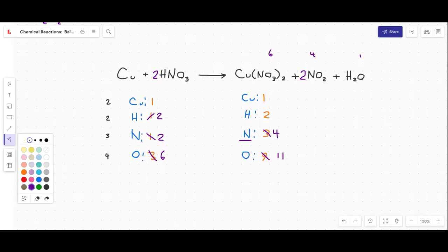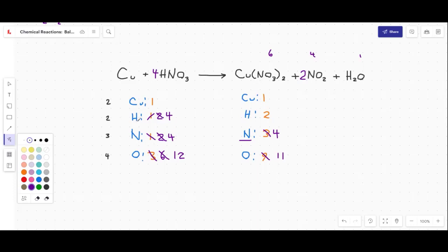You need to change the coefficient of 2 on the reactant side to 4. Yep, exactly. So I'm going to get rid of this 2 here, and I'm going to multiply this by 4 instead. And that's going to give me 4 hydrogens, 4 nitrogens, and how many oxygens? I got 12. Yep.